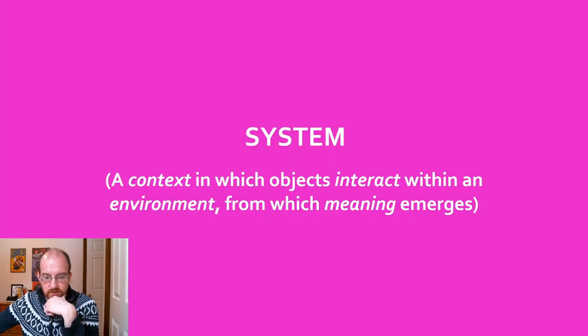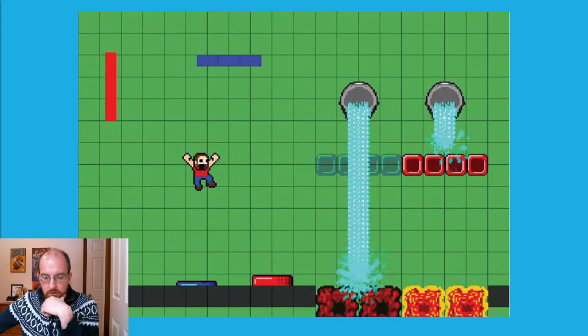A context. So there's our game. It's our context. We're playing a game from which objects interact. So here, we have objects. I set up some objects, I set up some switches, the red and blue, and the switches make the things go invisible. There's a little Mega Man version of me. This game is from 2014. It was called Ice Bucket Challenge.